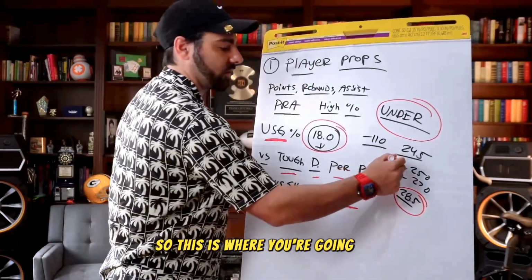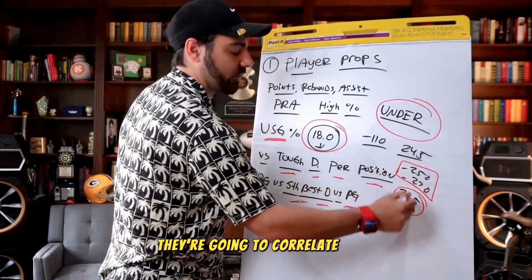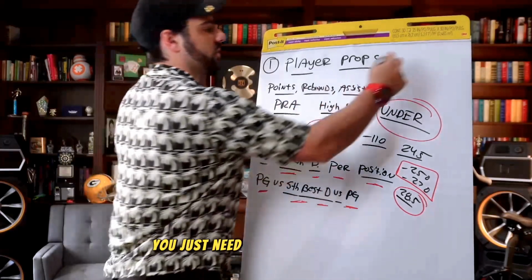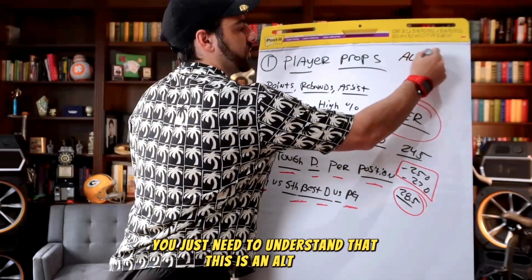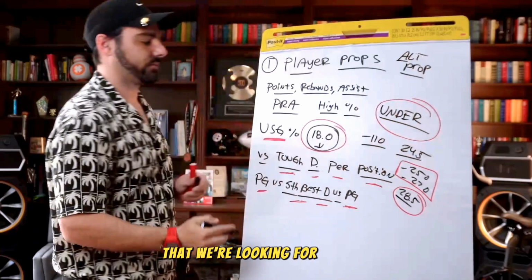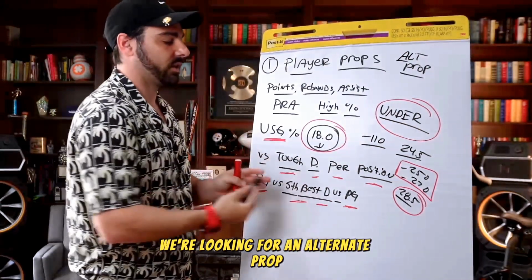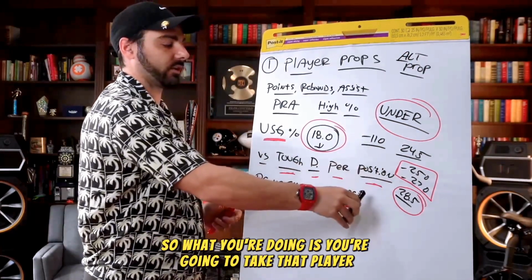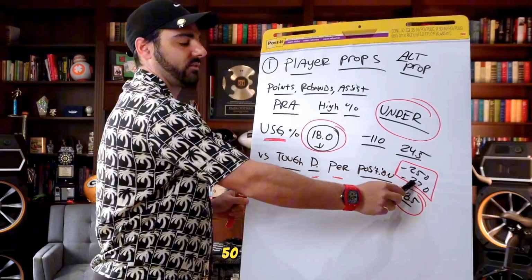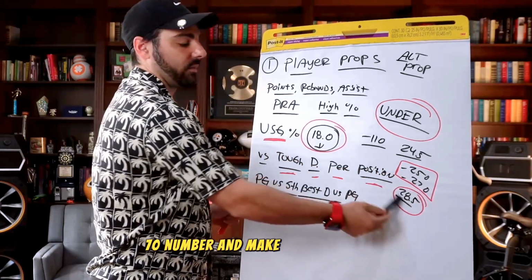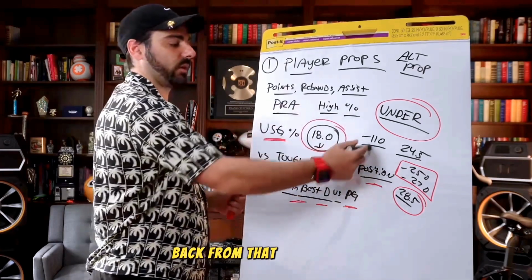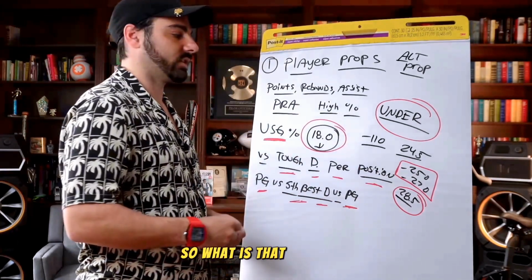So this is where you're going to find these type of numbers that are going to correlate with something like that. Again, I'm going to write this over here as well because you need to understand that this is an alt prop that we're looking for. We're looking for an alternate prop. So what you're doing is you're going to take that player, and now we're going to buy back to this minus 250, minus 270 number, and make sure that we're at least 3 or 4 points back from that minus 110 number.